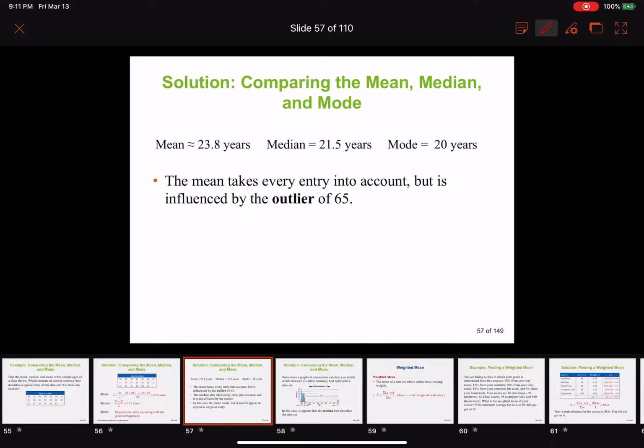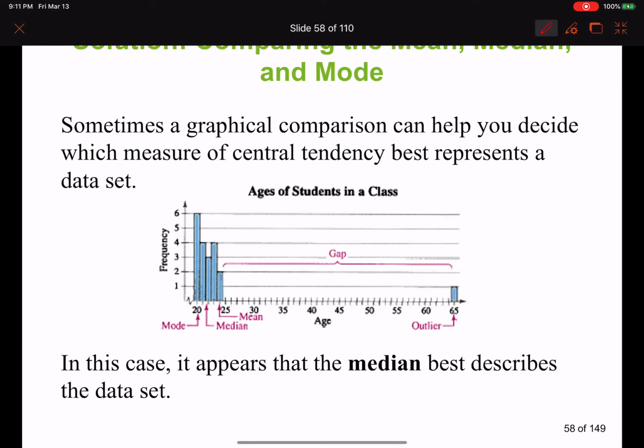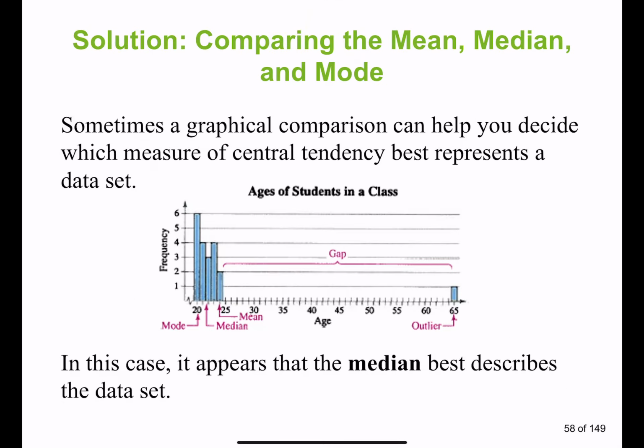So here it's practically showing everything I told you. Mean is this much, median is this much, and so on. We already analyzed. Moving to next one. Comparing all this mean, median, and mode by graphing, by building a histogram.